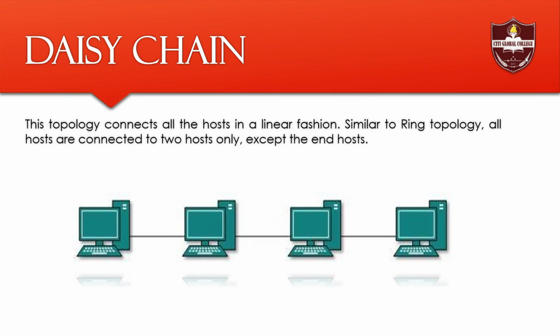Daisy chain. This topology connects all the hosts in a linear fashion. Similar to ring topology, all hosts are connected to two hosts only, except the end hosts. This means if the end hosts in a daisy chain are connected, then it presents a ring topology. Each link in daisy chain topology represents a single point of failure. Every link failure splits the network into two segments. Every intermediate host works as a relay for its neighboring hosts.